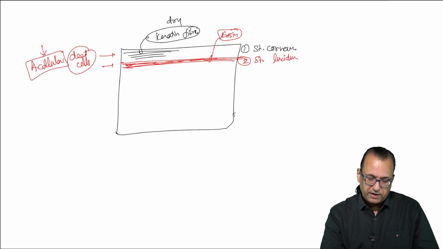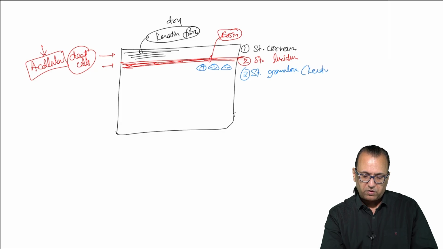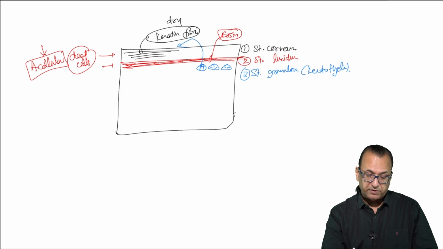Now, when you look at the layer number 3, which is stratum granulosum, you will find that there are cells which are having granules, they are keratohyalin granules, and these keratohyalin granules are important because they will help in formation of the keratin fibers. This is layer number 3.